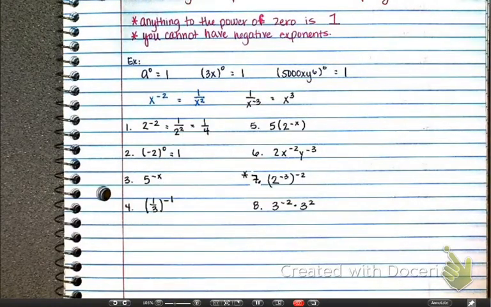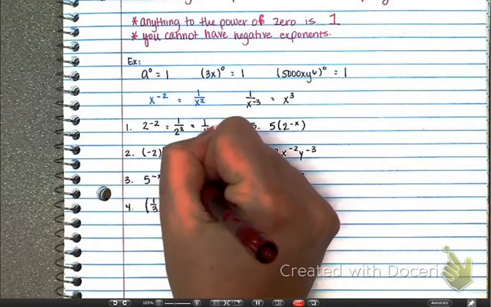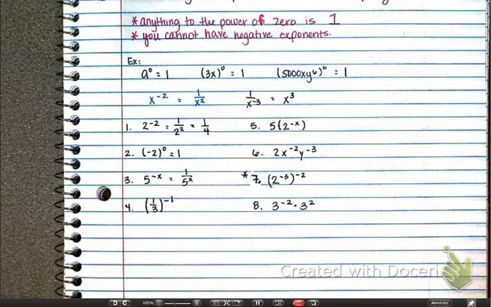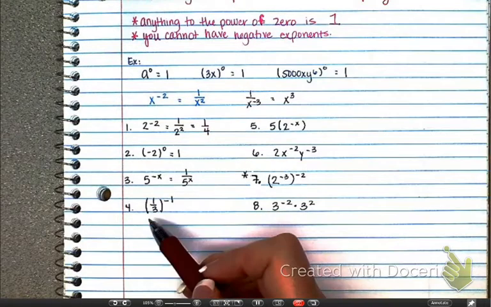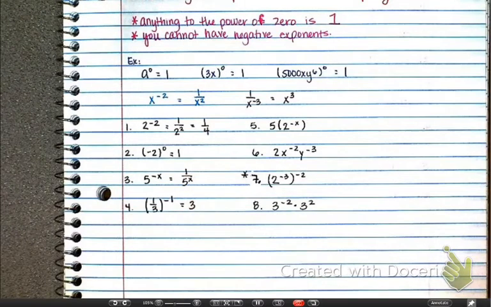Number 3, if you drop this one to the bottom, you get 1 over 5 to the x. There's nothing else you can do. Number 4, if you flip this fraction, you end up with just a 3, because it's really 3 over 1 to the first power. Well, 3 to the first is 3, and 1 to the first is 1. So that one just flips.